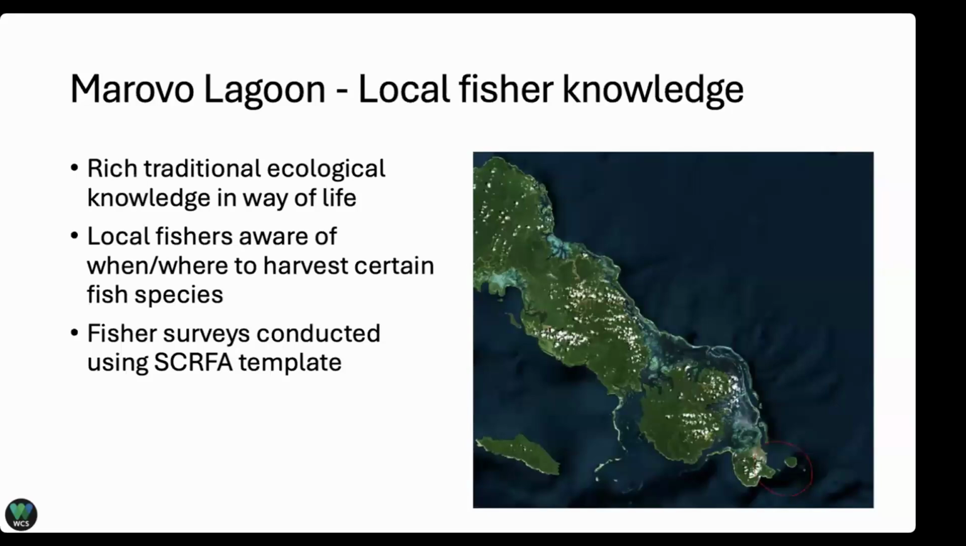So using the fisher interview approach, we conducted several surveys around the Marovo Lagoon, focusing on several communities, and we will be sharing the outcomes of some of this work with the Perva community, which is located on Gataka Island, that red outline in the lower right of the screen.